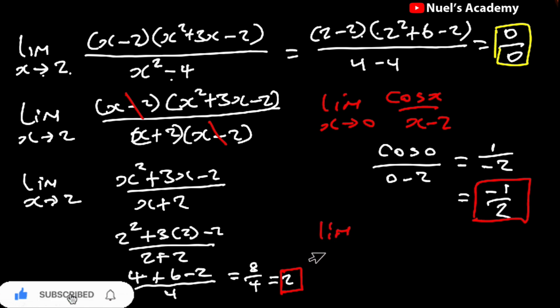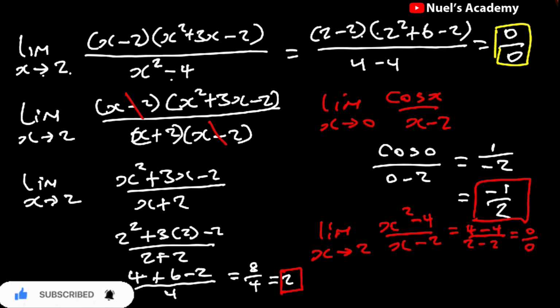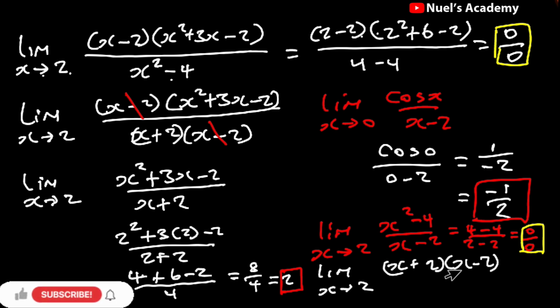So let's solve this question. You're asked to find the limit as x approaches 2, where the function is x squared minus 4 over x minus 2. If you plug in the value of 2 here, you see that you are going to get 2 squared, which is 4, minus 4 over 2 minus 2, which is equal to 0 over 0, indeterminate. So let's go ahead and simplify this expression. x squared minus 4 is a difference of two squares, which can be simplified as (x plus 2)(x minus 2), then over the denominator x minus 2.